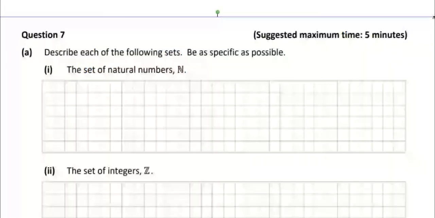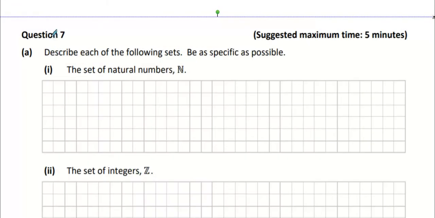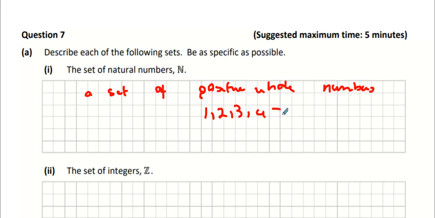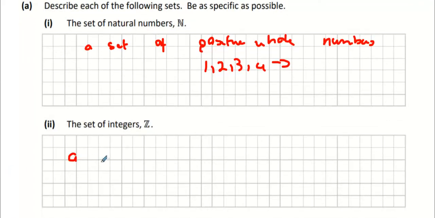Okay, so now we're on to question 7. Describe each of the following sets and be as specific as possible. This is a set of positive whole numbers. Positive whole numbers, so 1, 2, 3, 4, etc. Integers are a set of positive and negative whole numbers.